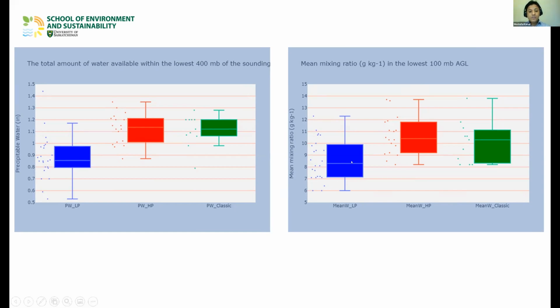In the right panel, you can see the mean mixing ratios, again in the boundary layer, the bottom 100 meters of the troposphere. You can see that when there is the lowest amount of water vapor in the atmosphere, we receive the LP supercell, and that is exactly what happened last year. There were catastrophic wildfires in all three directions: in the west, in the north, and also in the southeast.